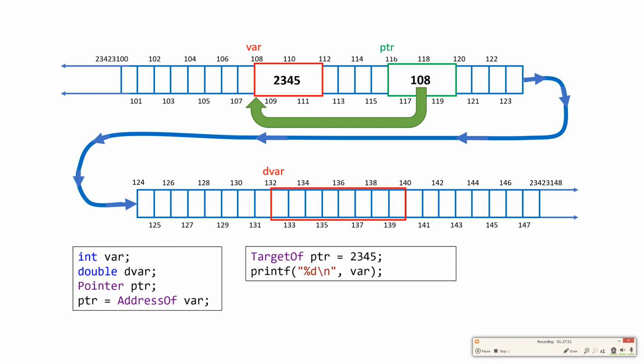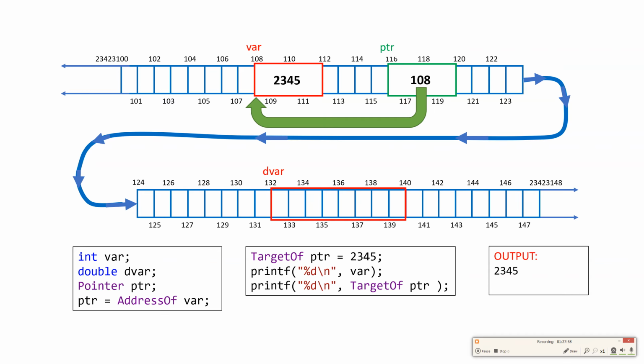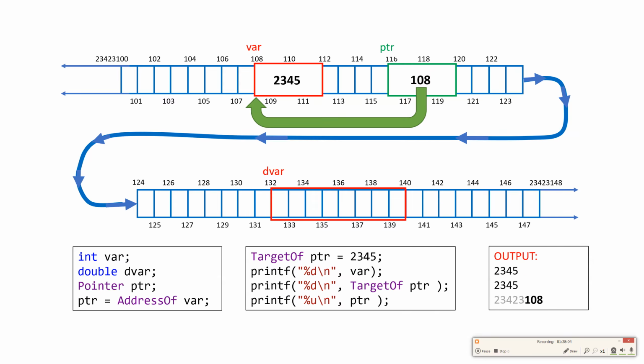And then, sorry, it was for IPC, so we have printf. So when you say printf var, it actually prints 2345. When you say target of PTR, it's again 2345. And if you print the PTR itself, it actually shows the address of where the thing is sitting. Are we good with this?